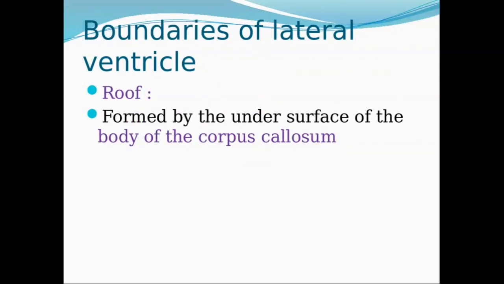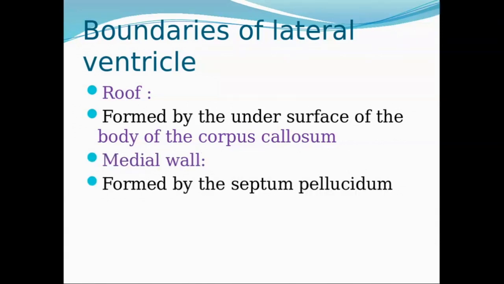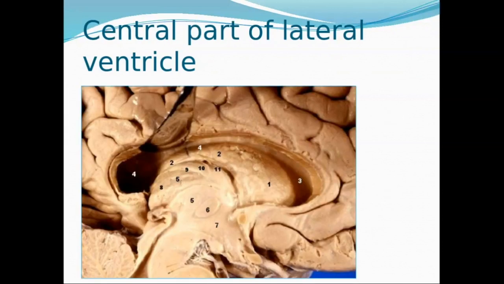Roof, it is easily understood. It is formed by the undersurface of the body of the corpus callosum. Floor, before that, medial wall. Medial wall is also simple, formed by the septum pellucidum. So this is the roof. So this is the central part. So the central part roof is the body of corpus callosum. Medial wall is septum pellucidum, which is removed to show the roof and floor.